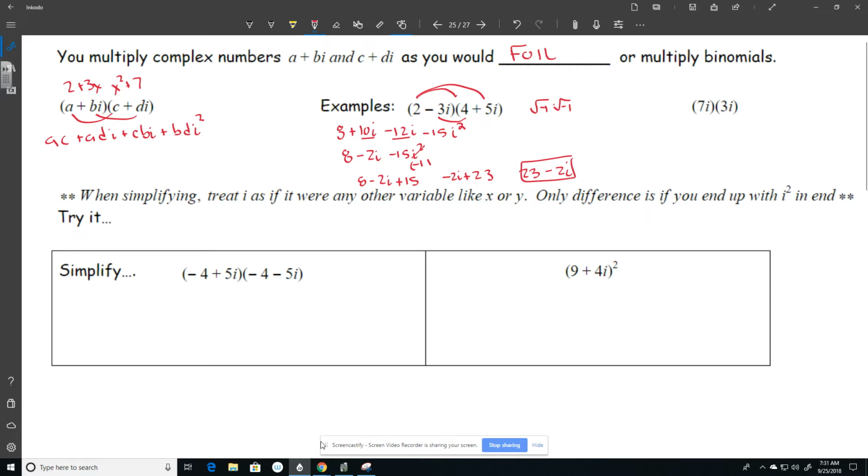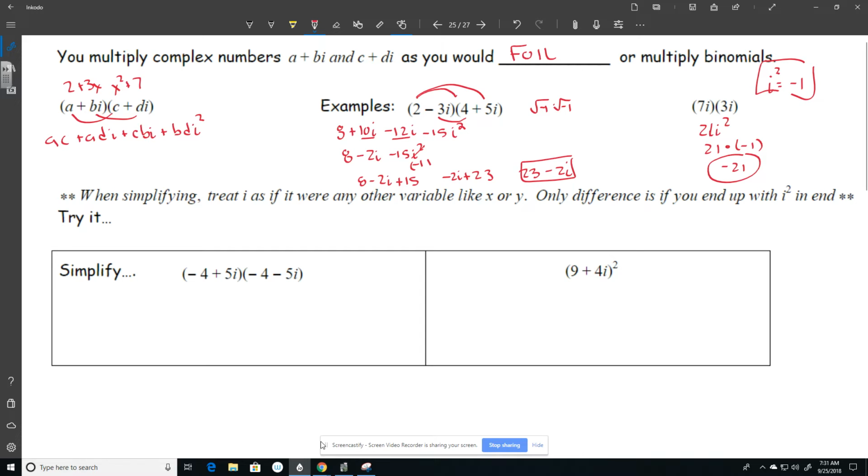On this one, 7i times 3i, that's just 21i squared. i squared equals negative 1. That might be something you want to remember and write down somewhere. So this is 21 times negative 1, which is just negative 21. All right. So go ahead and try these two on your own. When you're done, hit play, and we'll see how you did.